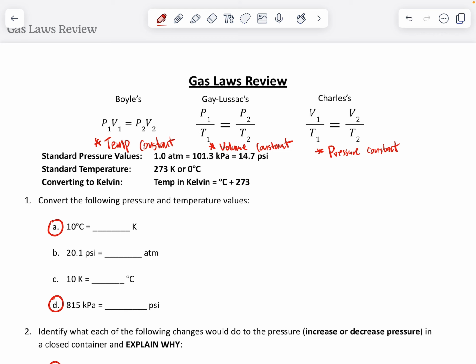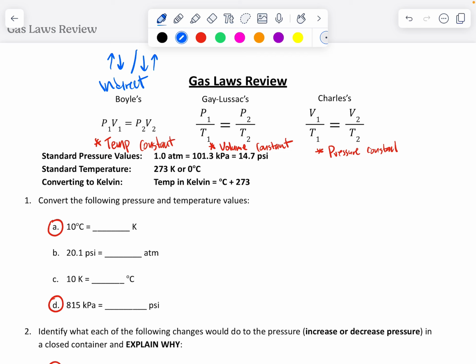Okay, so I'm going to add one more thing to this actually in blue. Boyle's law is going to be an example of an indirect relationship, okay? Which simply means that if one variable goes up, the other one will go down. Vice versa, if one goes down, then the other variable will go up. That's what an indirect relationship is, okay?